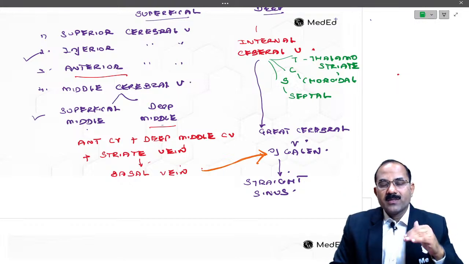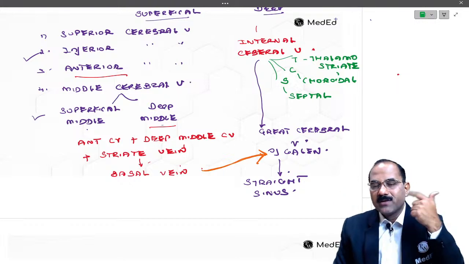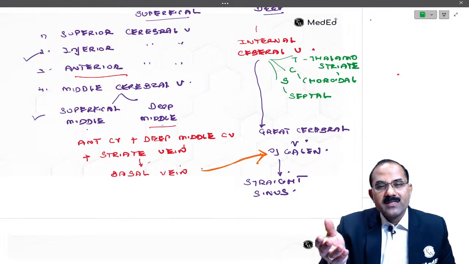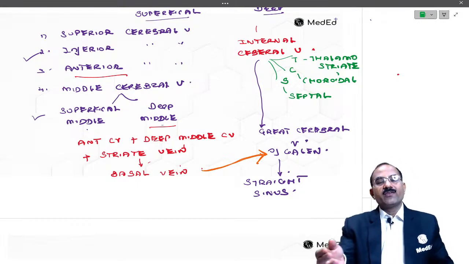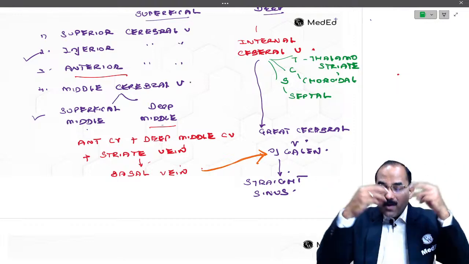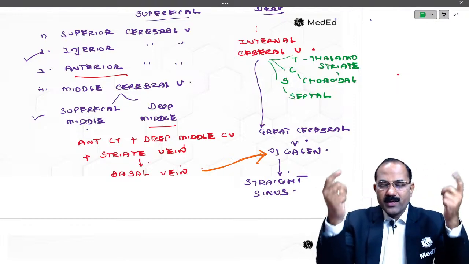So how is the basal vein formed? By the joining of anterior cerebral, the deep middle cerebral, and the striate veins. The basal vein drains into the great cerebral vein of Galen. The great cerebral vein of Galen is formed by the joining of two internal cerebral veins, and the two internal cerebral veins are formed by the joining of three veins: thalamostriate, choroidal, septal.